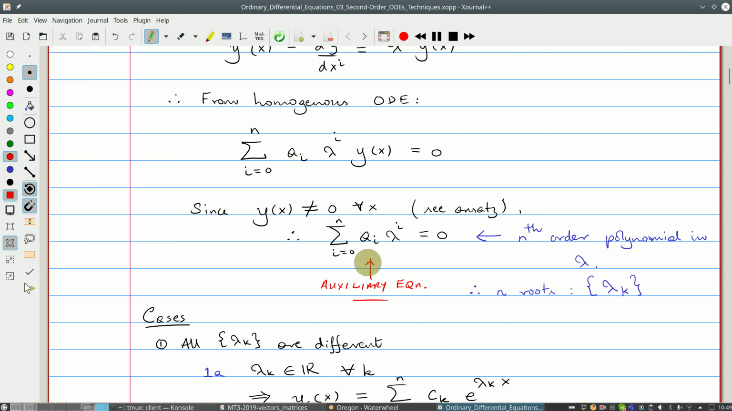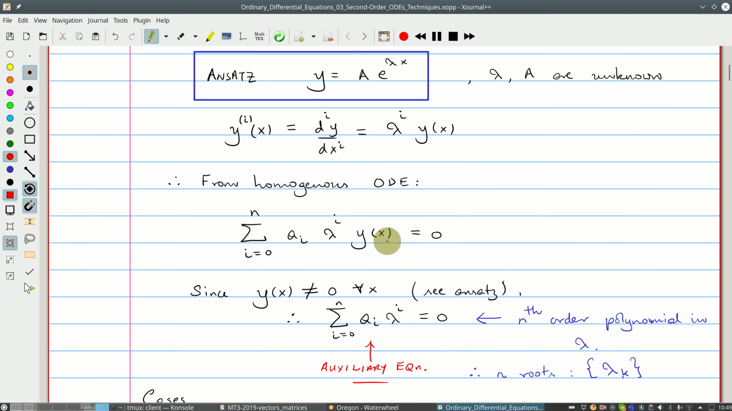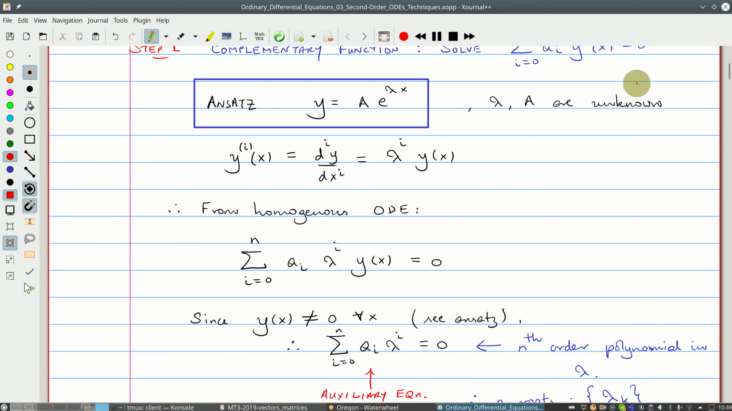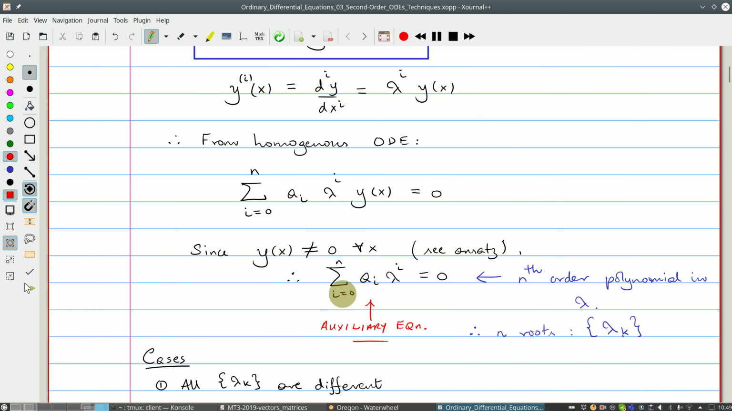This, by the way, is called the auxiliary equation, and it's auxiliary to the differential equation. If you look at its construction, it follows the differential equation in form. The differential equation is the sum i from 0 to n of a_i times the ith derivative of y equal to 0, that's the homogeneous equation, and the auxiliary equation is of the same form, except instead of the ith derivative of y, you've got lambda to the i. Now there will be n roots, we know this from algebra, and we'll label them lambda_k. There are n of these roots.